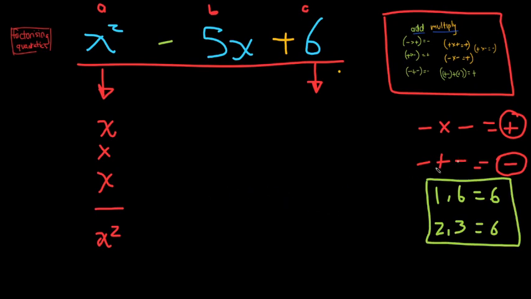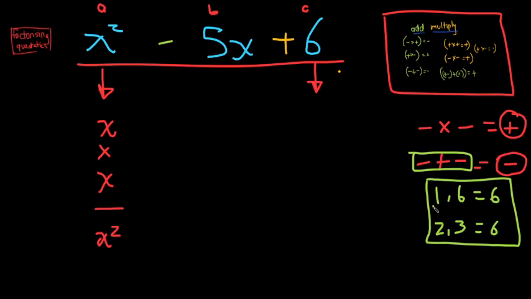So, we know that we're going to have two negative results, right? Just from analyzing, we know there's going to be two negative results, because a negative plus a negative equals a negative result. That means one of these factor pairs will add up to negative 5x.